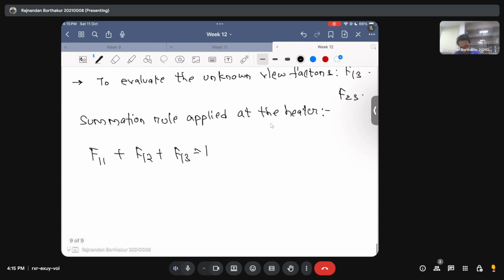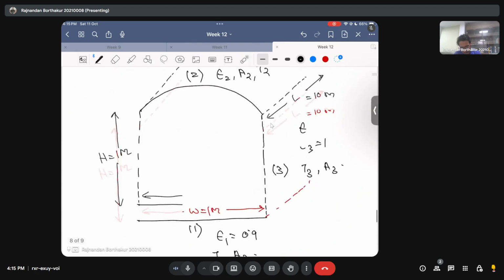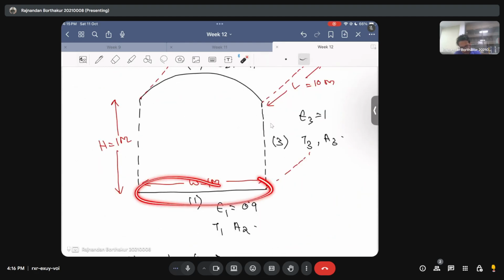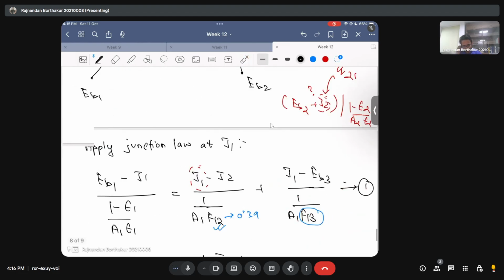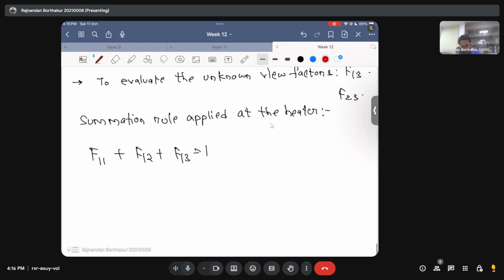Out of which you can now say that since the heater is a flat surface, F11 is going to be equal to 0. This we have seen multiple times, because we know that for a flat surface, no radiation which leaves the surface can strike back the surface itself.